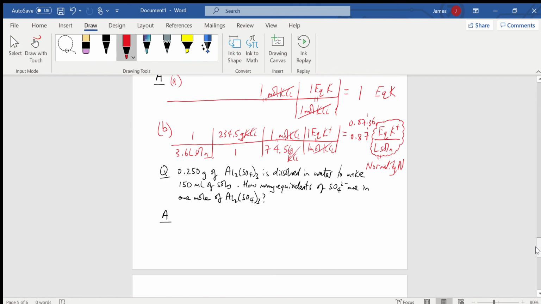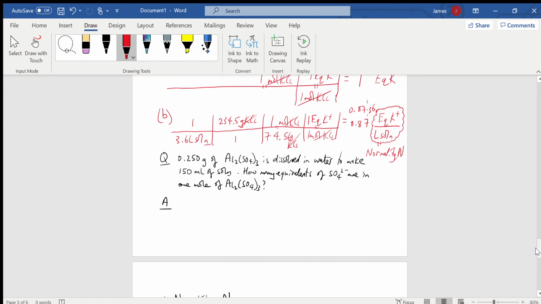The second normality question reads: 0.25 gram of aluminum sulfate is dissolved in water to make 150 ml of solution. Let's put a decimal there to make that 3 sig figs, otherwise we'll have to round a crazy amount. How many equivalents of sulfate ion are in 1 mole of aluminum sulfate? I added this question so that you can see that it really is the amount of charge, so I gave something with more than one charge.